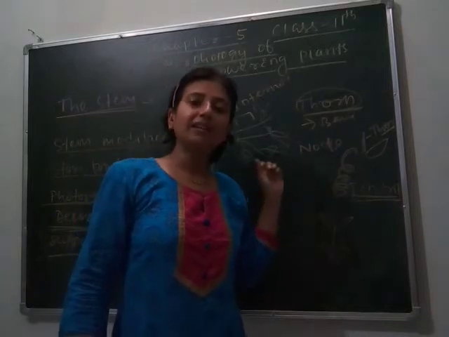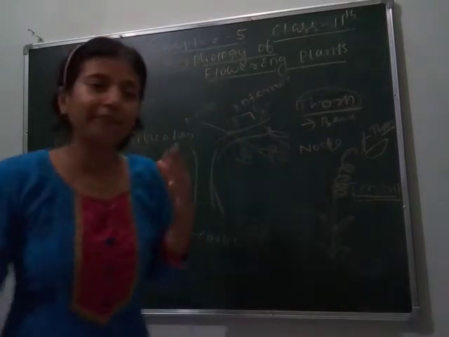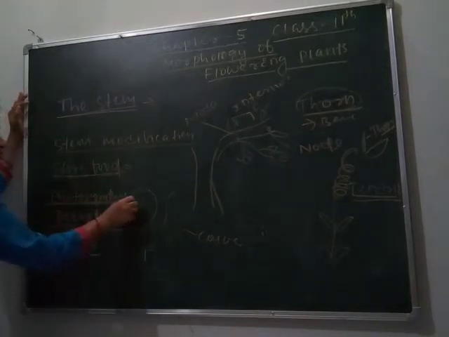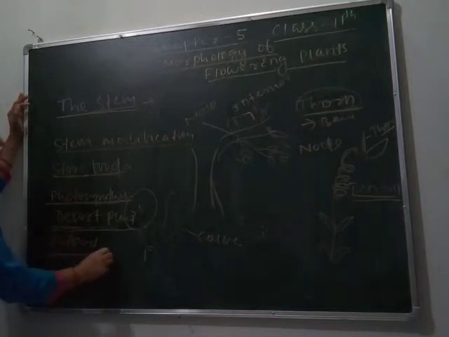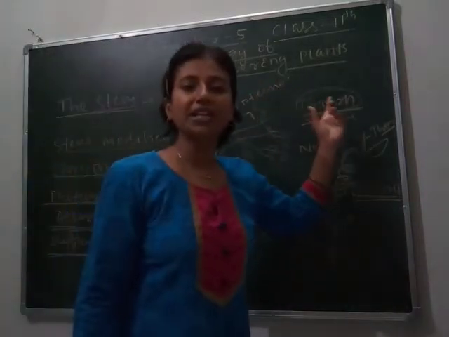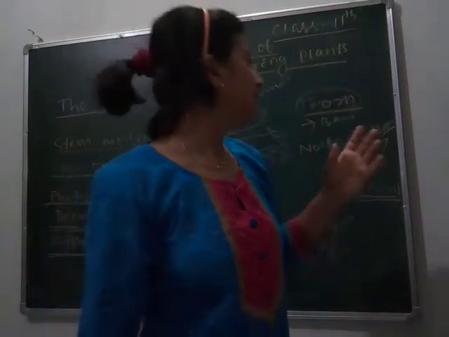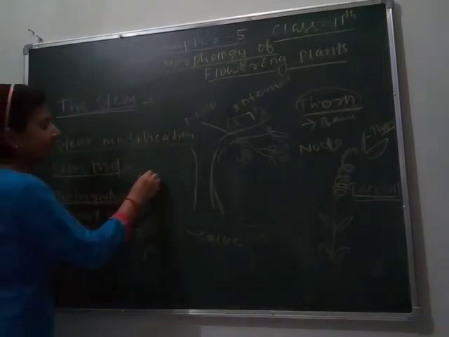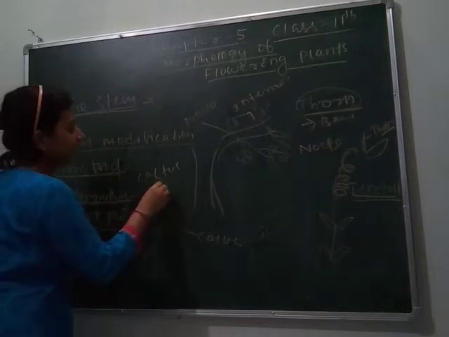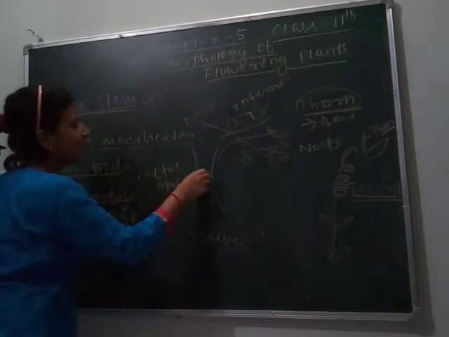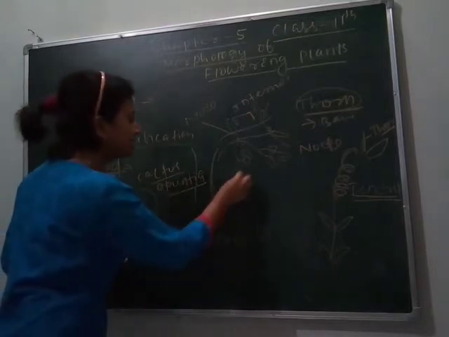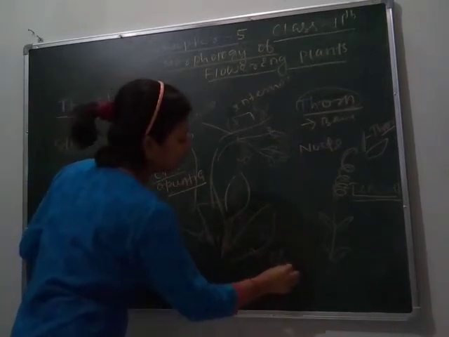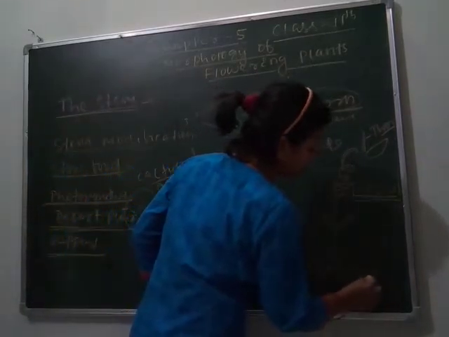So here are some functions of stem modification. Again I am repeating. Stem is modified for storing food. Stem is modified for photosynthesis. Stem is modified for support, and stem is modified for protection. These are the stem modifications, and I have explained through examples. So here in desert plants like cactus and opuntia, the stem is flat like this. They are stems and they do photosynthesis. Is that clear, students?